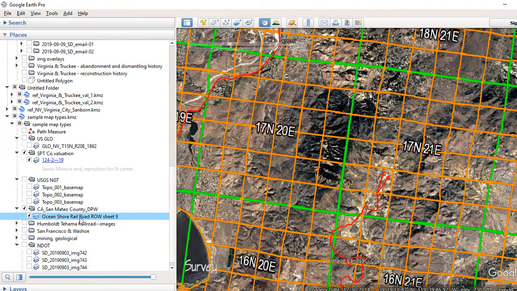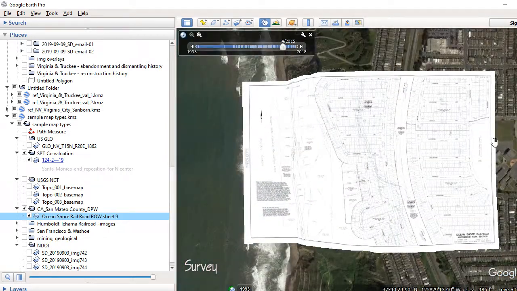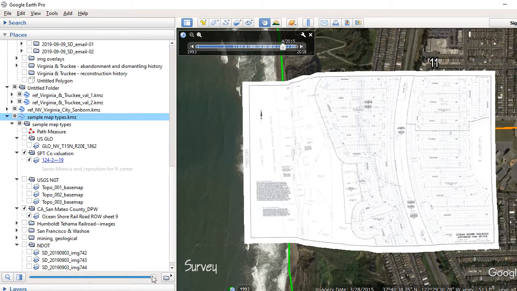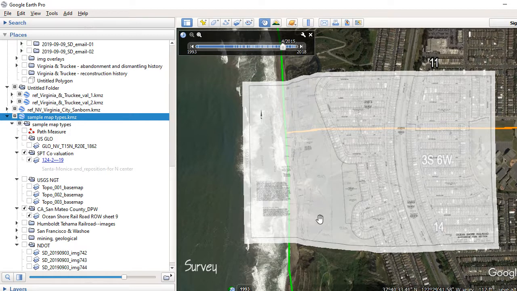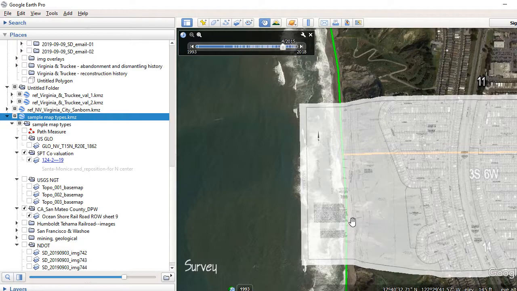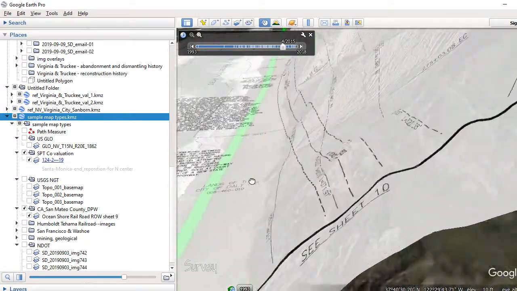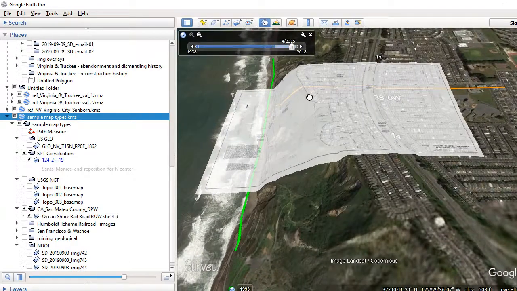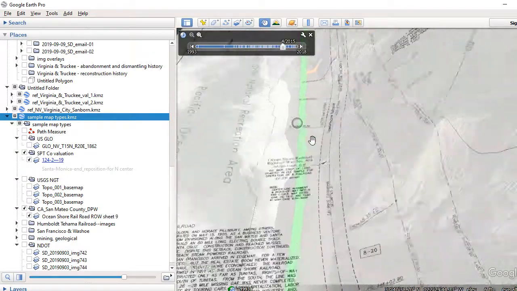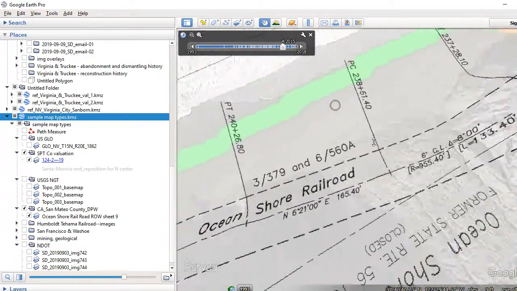Here is a Department of Public Works map. And this is another type of resource. I didn't use it for this project, but it can say a lot about property relationships. Sorry, not Google Earth, about Virginia and Truckee. What are we looking at? This is from San Mateo, California, Department of Public Works, and it shows the old right-of-way of Ocean Shore Railroad.